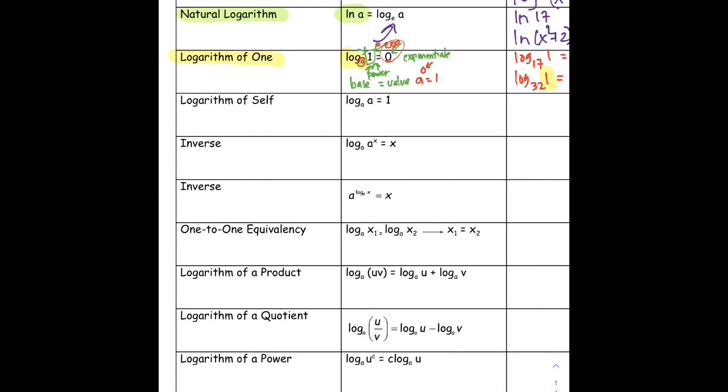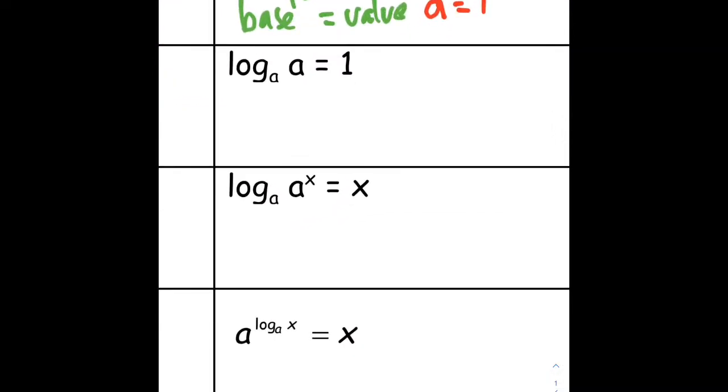Logarithm of self. So if I want to talk about the logarithm of self, look at the structure. The structure is log of any base where that base is repeated. That is always 1. Why? Well, let's exponentiate it. This is my base a. This is my power of 1. Well, a to the first is a.